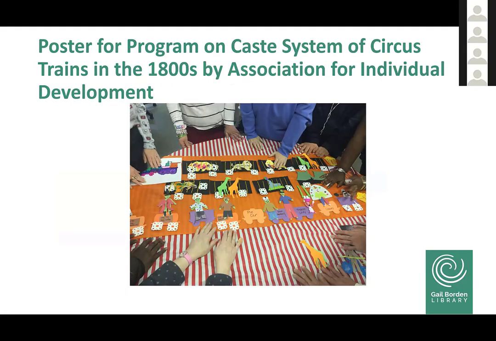There it is. Okay. So what we did was Association for Individual Development made a poster that I used at each program that I gave on the caste system that existed on circus trains in the 1800s. How's that for outside the box? We took Ellison die cuts from the library out to the group, and they decided how they would do the layout. They each took a different car that they wanted to make, and they put that all together for me. And then we went around and described how the caste system worked.